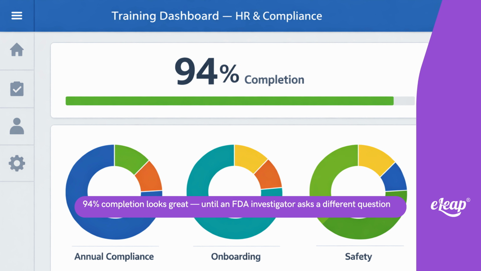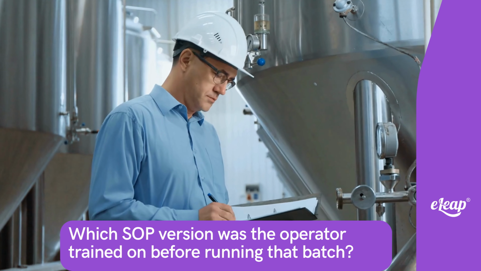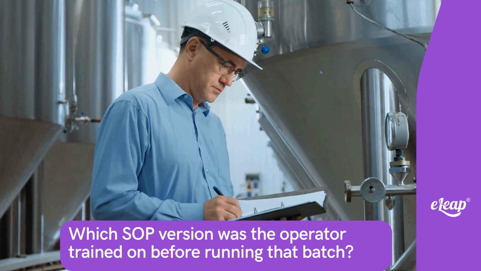Generic employee training software, the kind built for corporate onboarding and annual HR compliance, was designed to answer the first question. It tracks completions, it generates dashboards. It tells an HR director that 94% of the workforce completed their annual training. That's genuinely useful for a corporate L&D function.